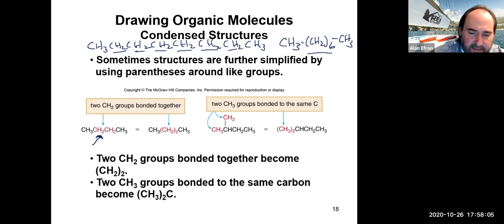Also here at the end, sometimes people will do that as well. Most people will probably draw it out more like this, but again, you may see it written in this fashion as well.